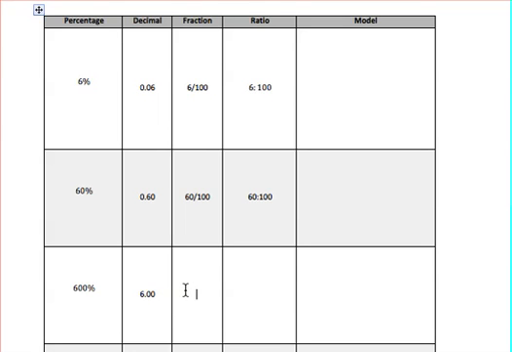Our fraction then, we could write 600 100ths, but that would simplify to 6. And our ratio would be 600 to 100, or 6 to 1. And then finally, when you draw the model, if you don't have any little squares to shade in, you don't need to draw little squares. So 6 squares, separate squares, would represent the number 6.